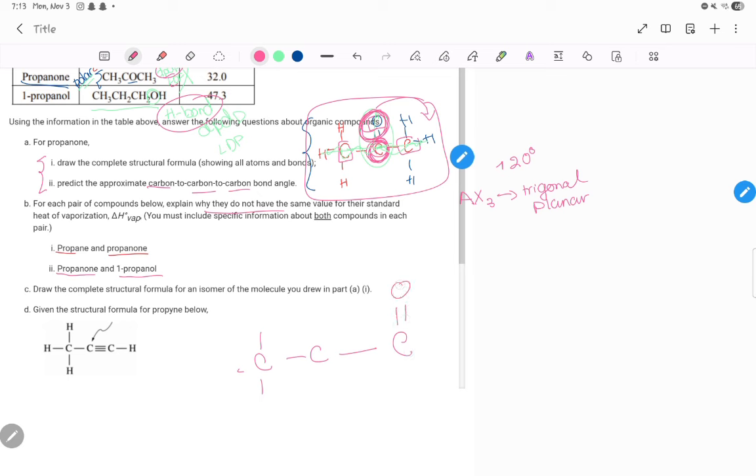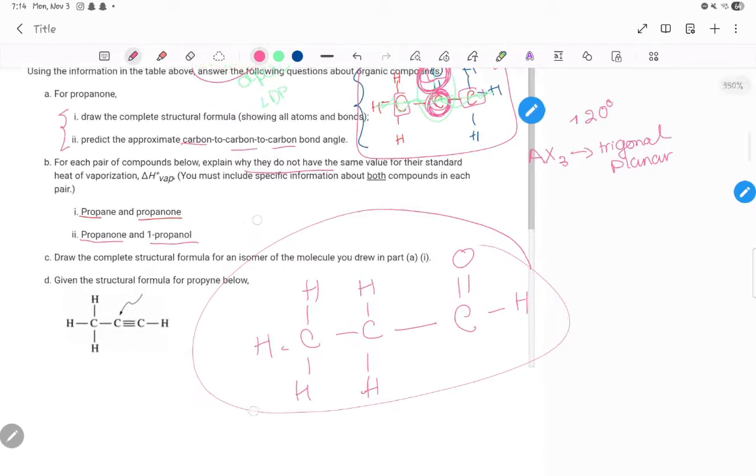Okay, now we need to make sure that every carbon has 4 bonds. If it does not have 4 bonds, you will replace it with a hydrogen. So hydrogen, hydrogen, hydrogen, and hydrogen. So this is what over here? This is the isomer.